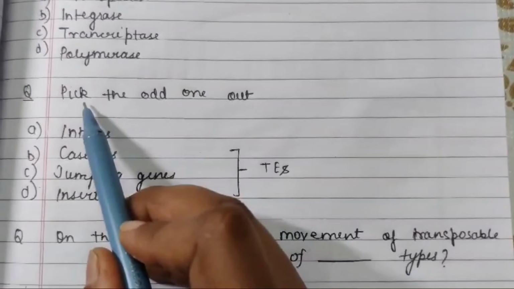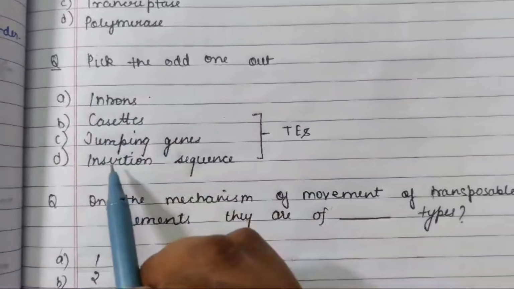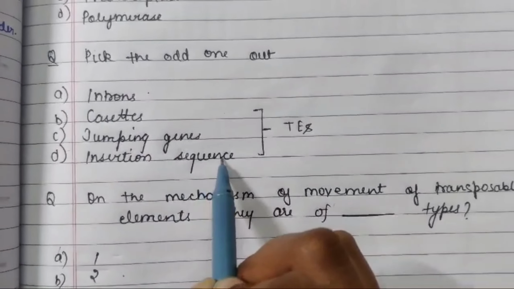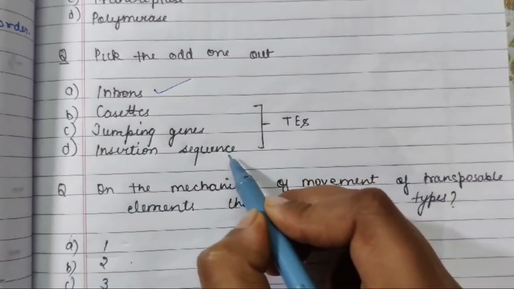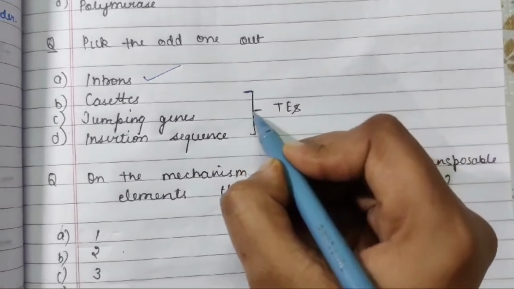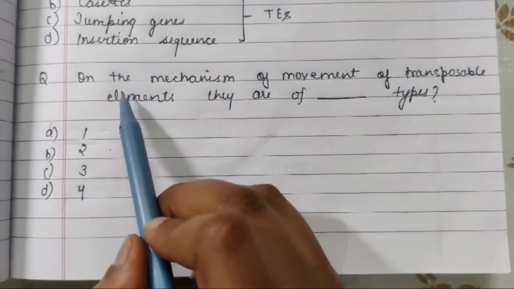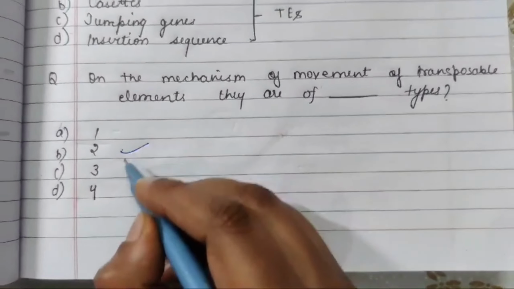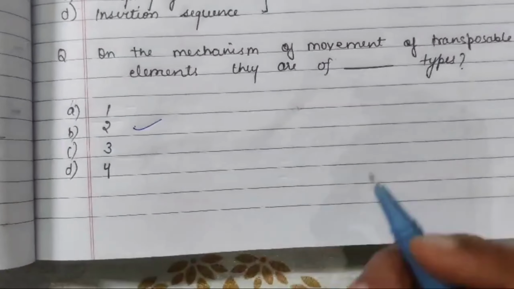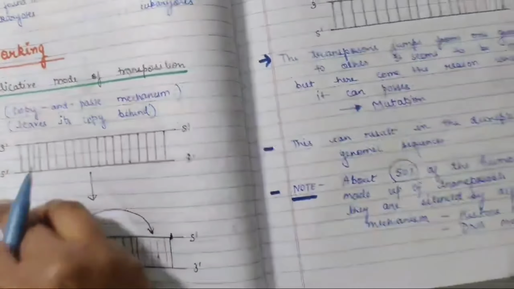Now it is saying, pick the odd one out: introns, cassettes, jumping genes, and insertion sequence. So the answer is intron. Why? Because cassettes, jumping genes, and insertion sequences, these all are TEs, that is transposable elements. Okay. On the mechanism of movement, transposable elements are of two types. Okay. As I told, it is replicative and non-replicative. Okay. So you can take a screenshot of the notes if you wish.